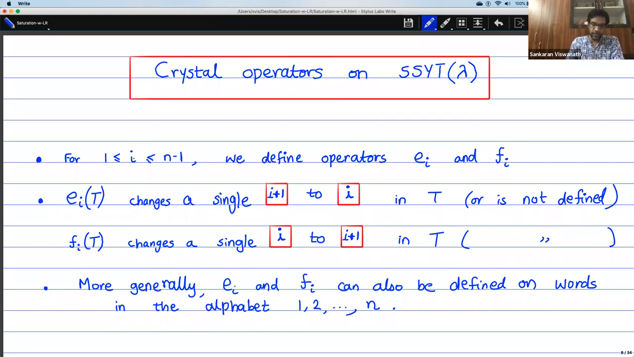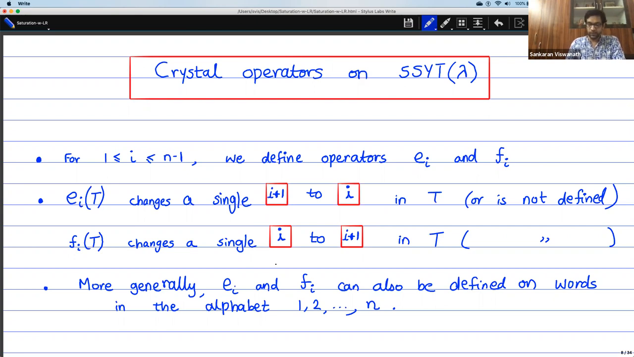There are 2 of them for each i between 1 and n minus 1. Their actions are as follows. If I take e_i of T, it acts on a tableau, remember. You have to look at the entries in the tableau and find a specific occurrence of i plus 1. There may be many boxes with i plus 1 in them. It picks out a certain i plus 1 and changes it to i. And similarly, f_i picks out a box labeled with an i and changes it to an i plus 1.